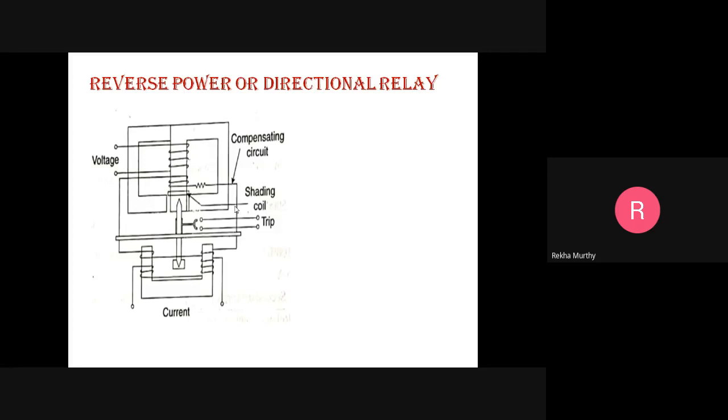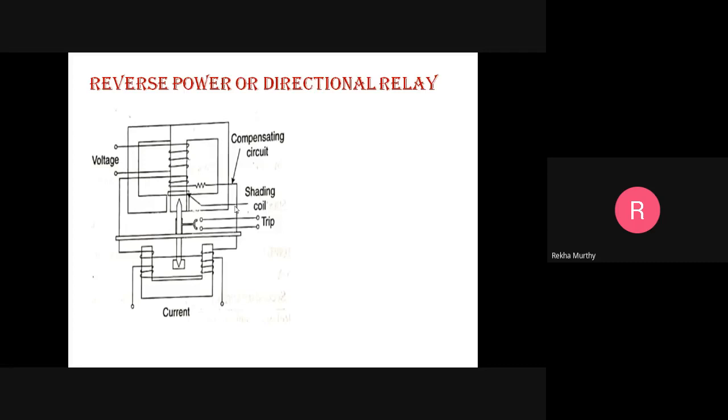Okay, as we had discussed in the previous modules, the torque produced by an induction relay is given by T = ψ1 × ψ2 × sin θ, which is directly proportional to I1 × I2 × sin θ, where ψ1 and ψ2 are the fluxes. The angle between ψ1 and ψ2, or I1 and I2, is θ.